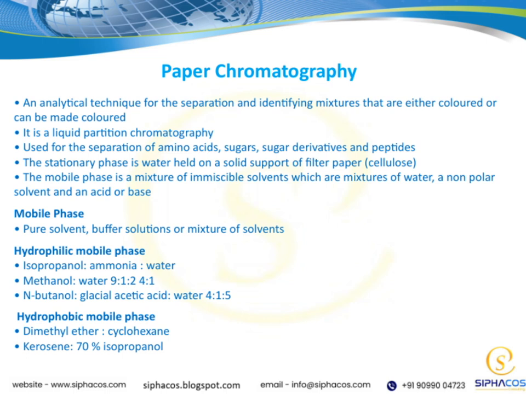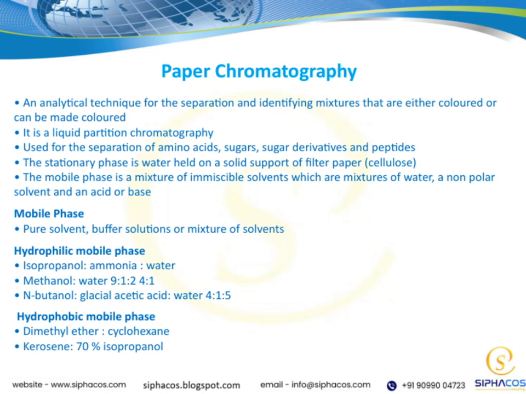When we talk about the mobile phase, it can be pure solvents, buffer solutions, or mixtures of different solvents, depending on what we want to separate. Now, mobile phases can be hydrophilic or hydrophobic. Hydrophilic mobile phases are water-loving, and examples include mixtures like isopropanol, ammonia, and water, or methanol and water in different ratios, such as 9:1:2, or 4:1. N-butanol, glacial acetic acid, and water in a 4:1:5 ratio are also used.